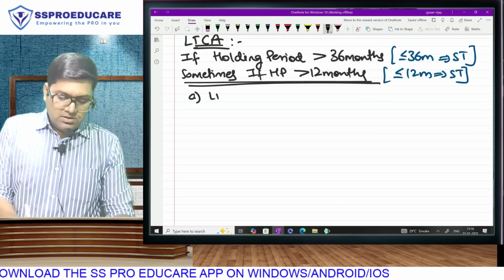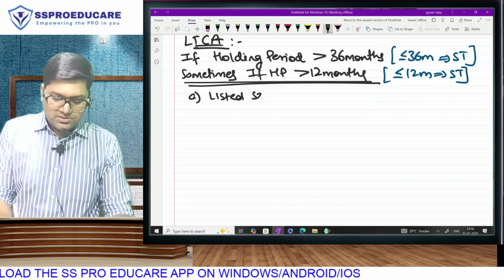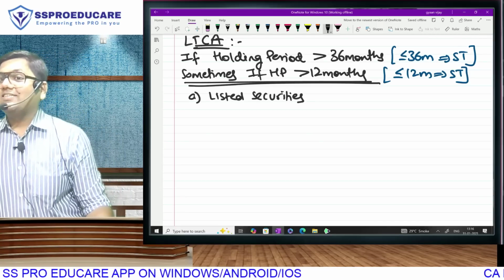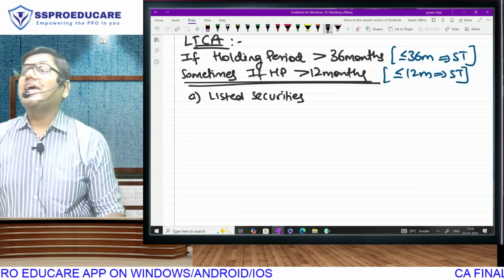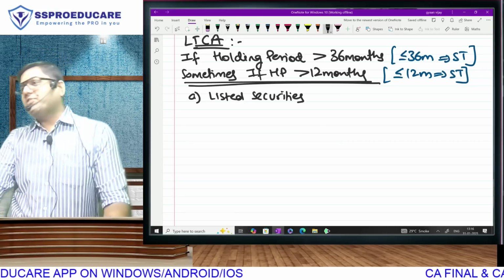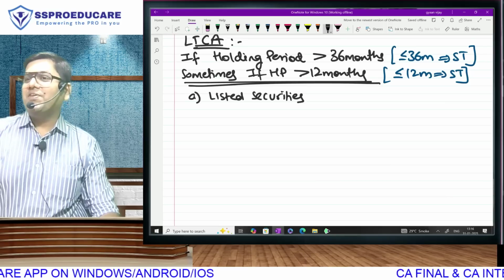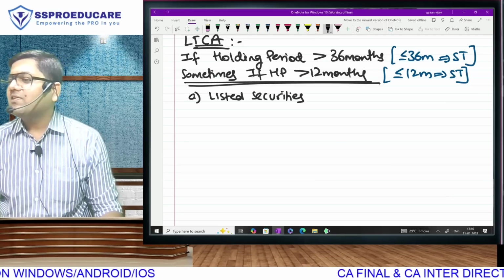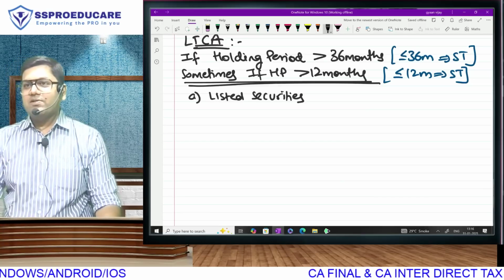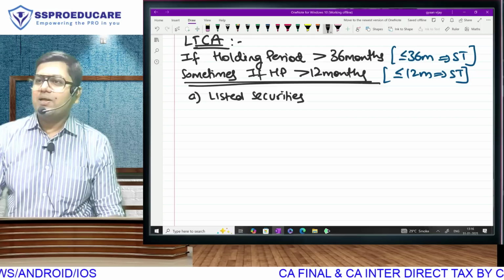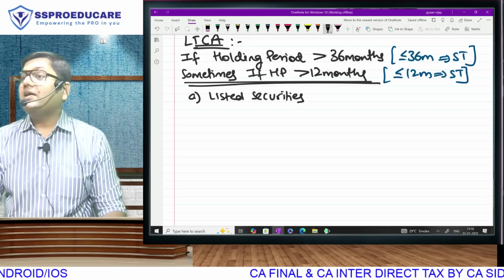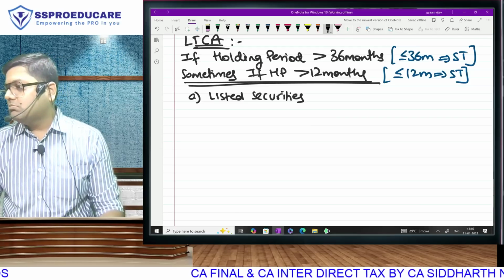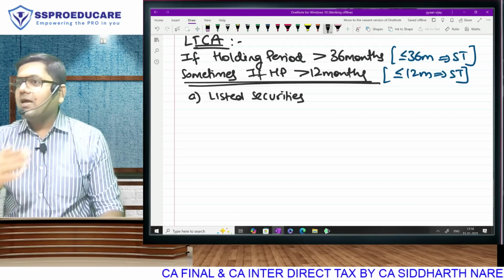First, listed securities. Now what happens is students come to CA Final. Again, when I ask, sir, when does gain become long term? They start saying, sir, sometimes 3 years, sir, sometimes 1 year. I say, first of all, 3 years, 1 year is not written in the law. Law says 36 months, 12 months. Then they say, okay, sir, sometimes 36, sometimes 12. Then I ask, equal to? Equal to is short term. One by one, I eliminate students.